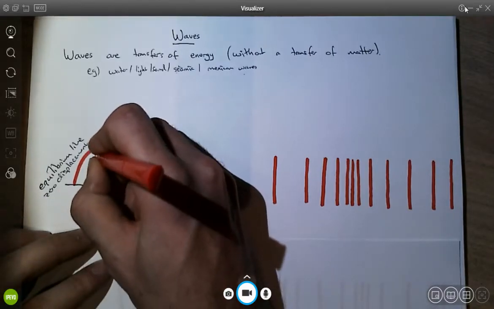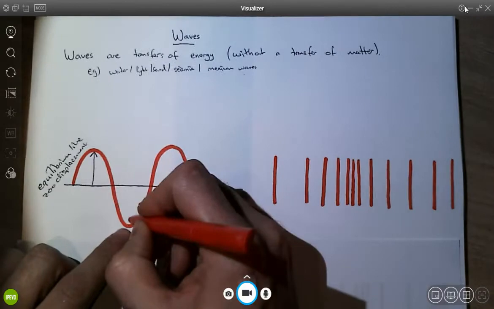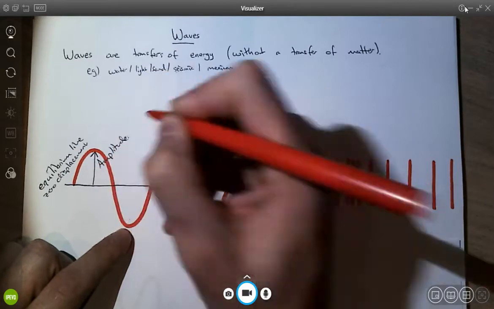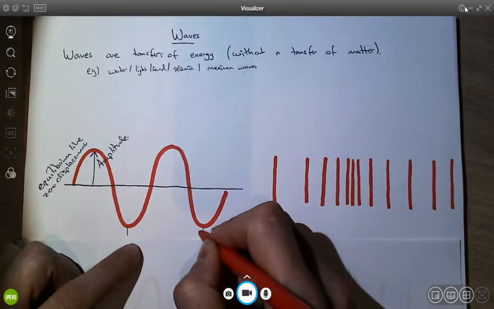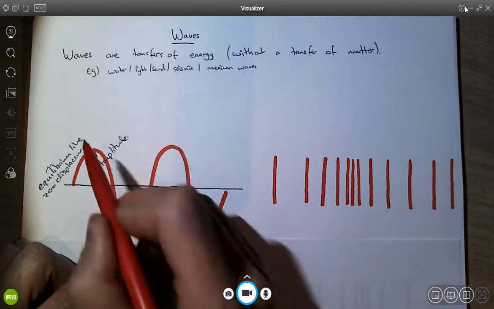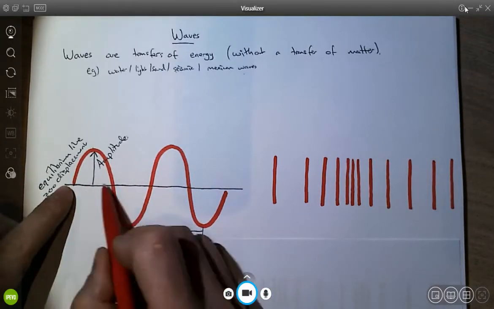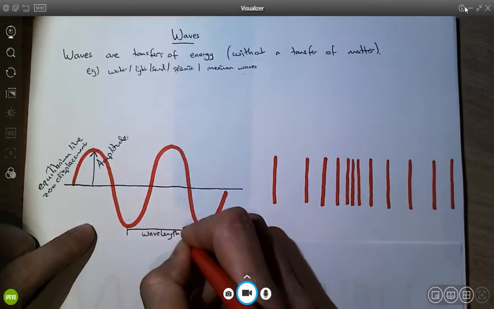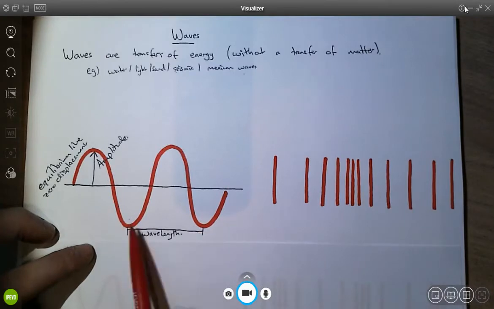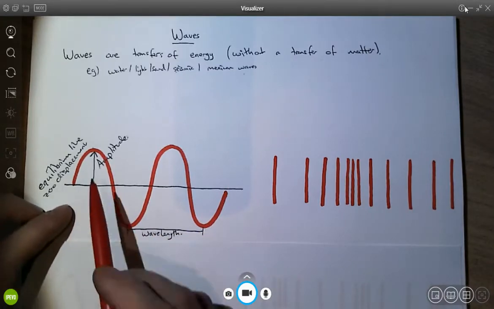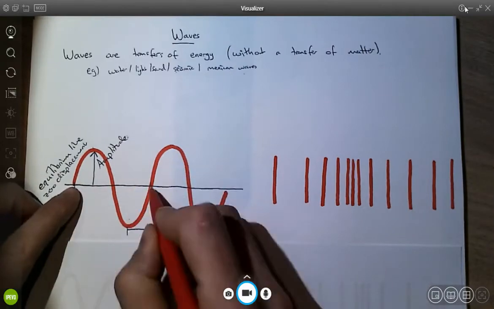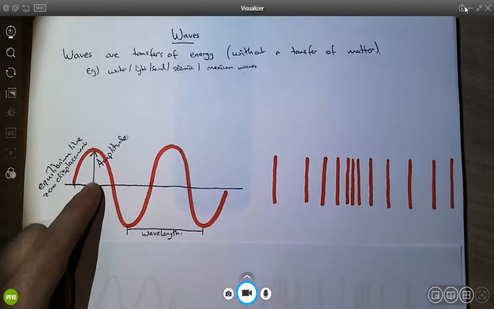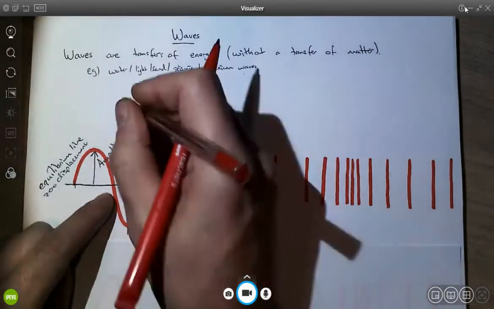The maximum height of the wave from the equilibrium line, or equally this distance here, is known as the amplitude. And if we go from peak to peak, or trough to trough, so we could go here to here, or here to here, or equally here to here as well, this is the wavelength. Peak to peak is a lot easier for students, less likely to make a mistake. But equally, this here is of course a wavelength as well. This type of wave here is known as a transverse wave.